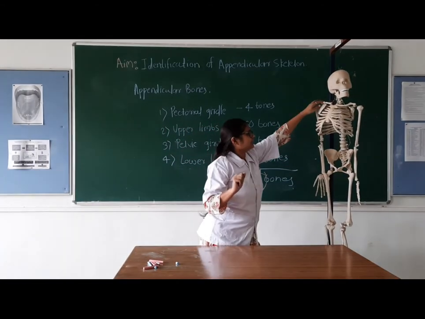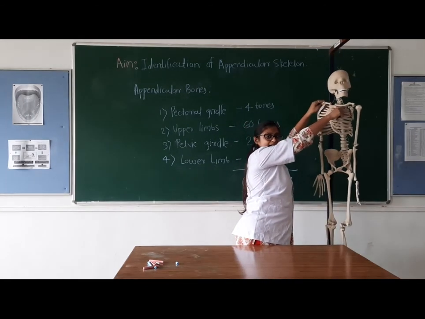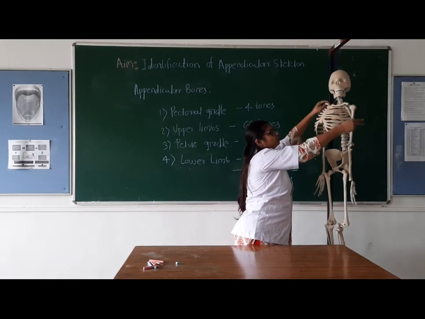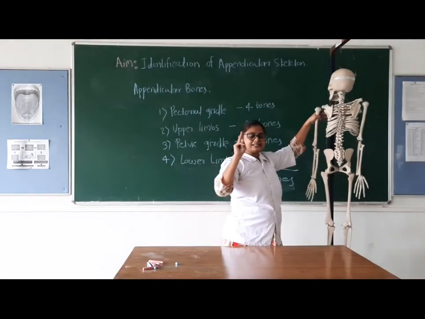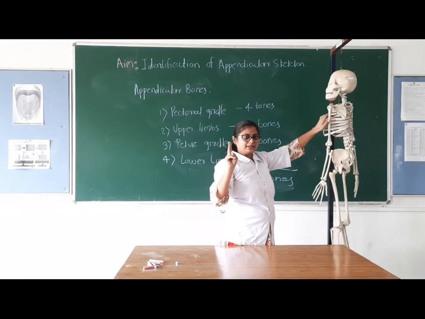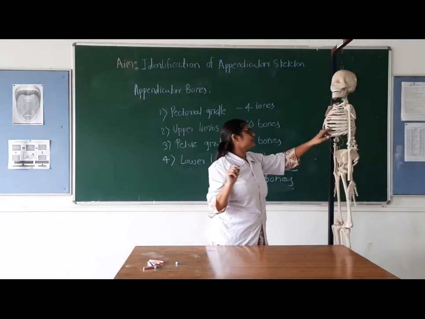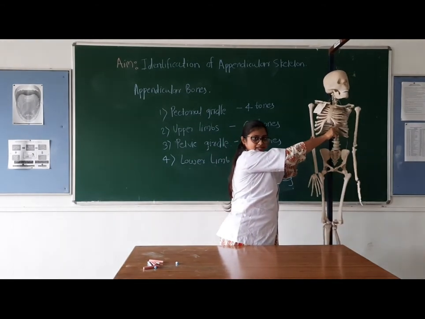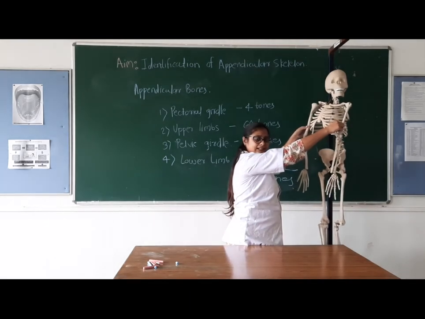Now see the skeleton. These are the clavicle, both are the clavicle. They contain the 2 bones. Next one, these are the scapula. Scapula contains the 2 bones. Now the next one is the upper limb. Okay, upper limb contains, first one is the humerus. Okay, these are the humerus. Both humerus contain the 2 bones.